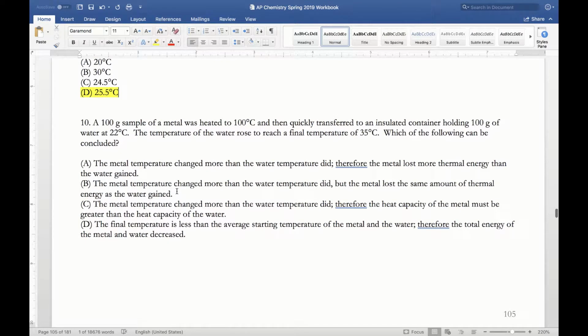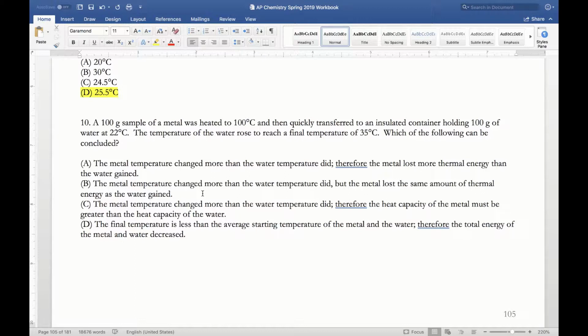Okay? For number 10, a 100-gram sample of metal was heated to 100 degrees and then quickly transferred to an insulated container containing 100 grams of water. The temperature of the water rose to reach a final temperature of 35 degrees. Which of the following can be concluded? All right, so when I am taking a piece of metal that is extremely hot and adding it to water, they're going to end at the same temperature. But since the metal went from 100 to 35, while the water only went from 22 to 35, I know that the metal had to change temperature more.